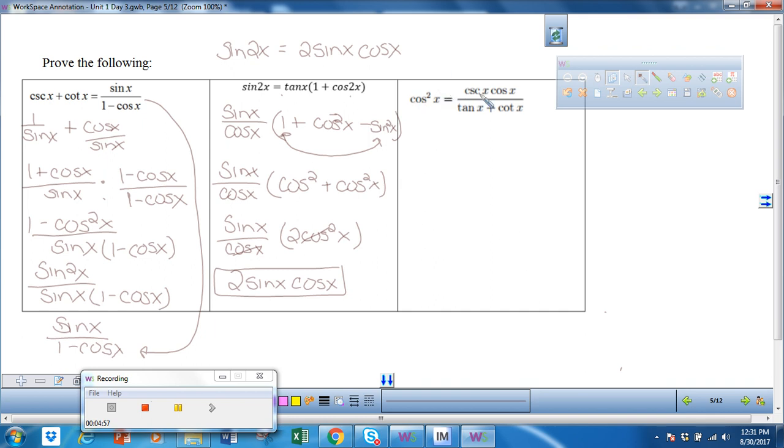All righty, cosine squared x again, I want to simplify the most convoluted side. So this side is more convoluted. So I'm going to leave cosine squared the same, and I'm going to write cosecant is 1 over sine x times cosine x.